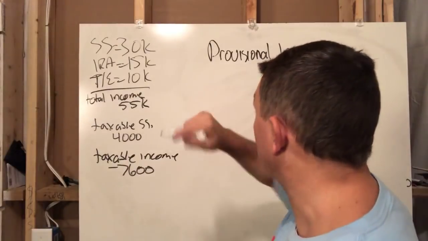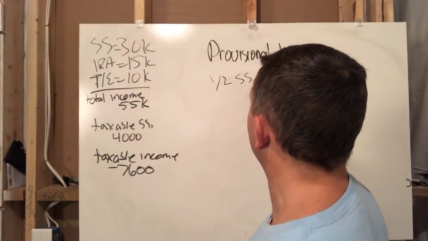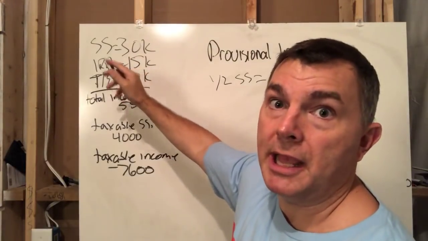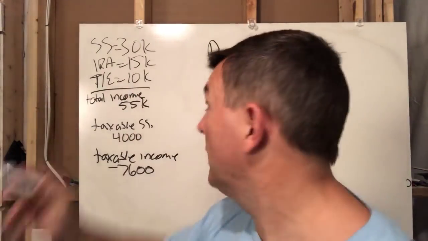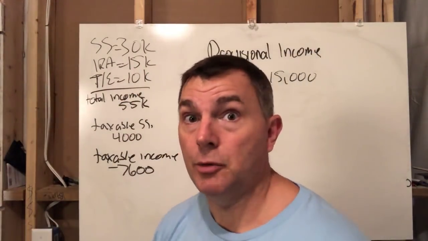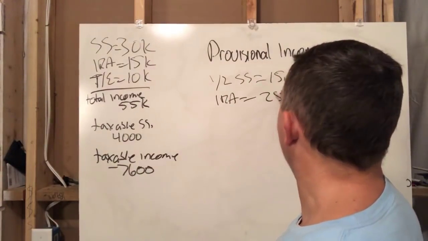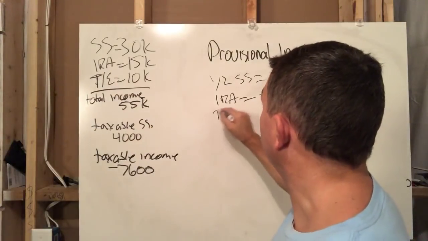All right, so we got Social Security of $30,000. We take half our Social Security, which is $15,000. We take all of our IRA income, pension income, doesn't matter. In this case, it's going to be $25,000 because I'm taking what we had before plus another 10 to do a Roth conversion. So we have IRA equals $25,000, and then we have our tax-exempt interest of 10.